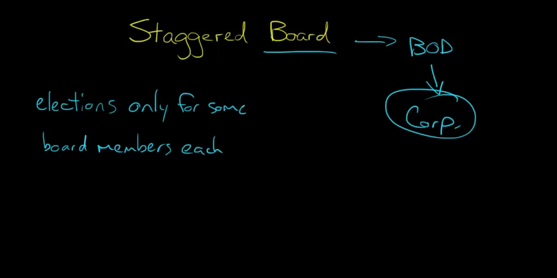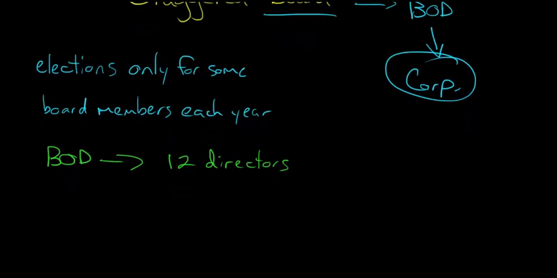Well, what does that mean? Let's say that we have 12 slots. There's this board of directors with 12 directors, and let's say these directors are elected to serve a 3-year term. Now, if the board's not staggered, what can we do?